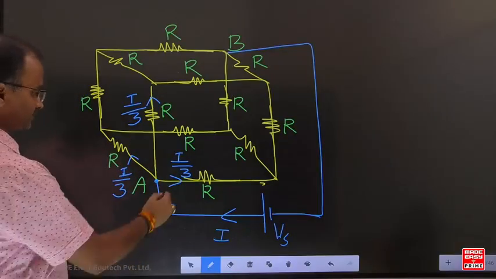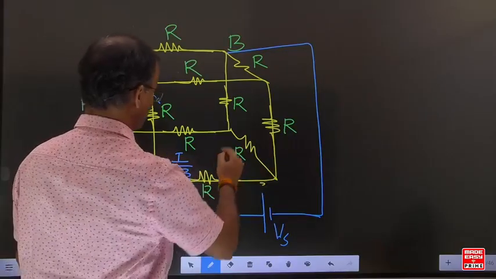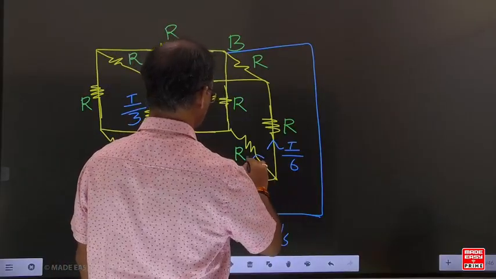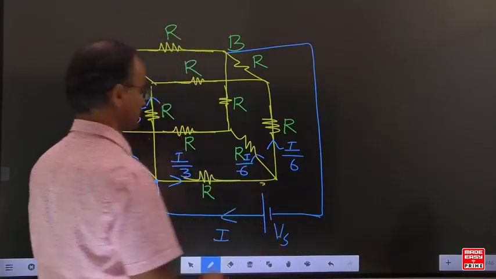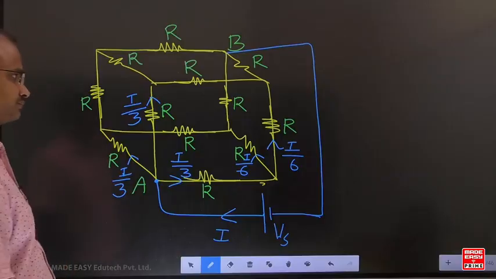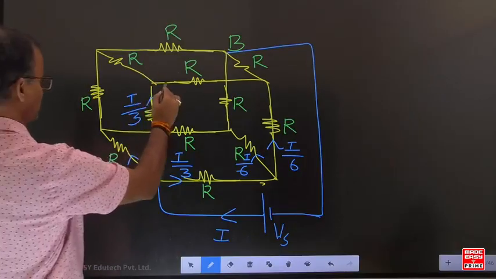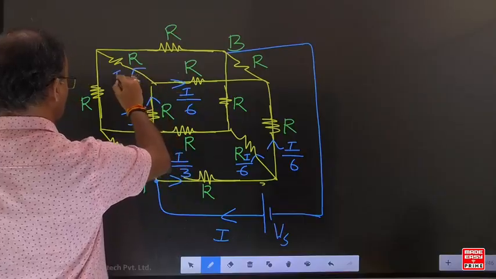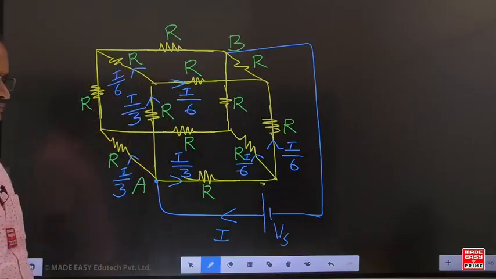Now, observe carefully here. I by 3 current is coming here, and it is distributed between the 2 branches. Then what is the current of this one? I by 6. The current of this one is also I by 6.